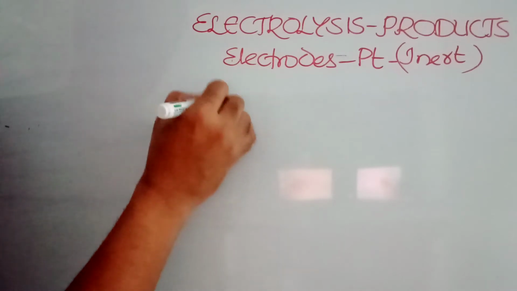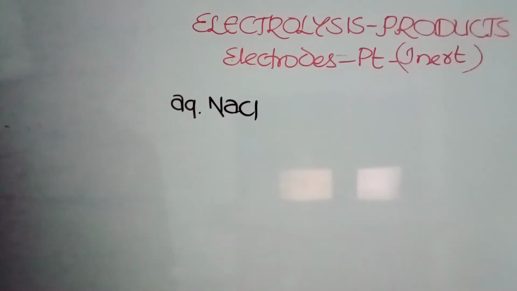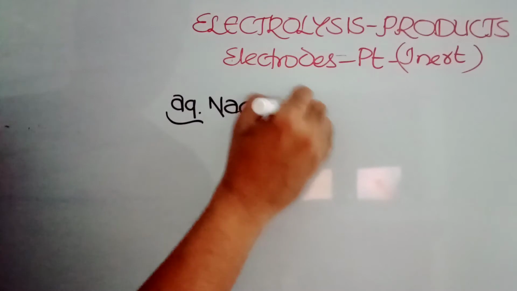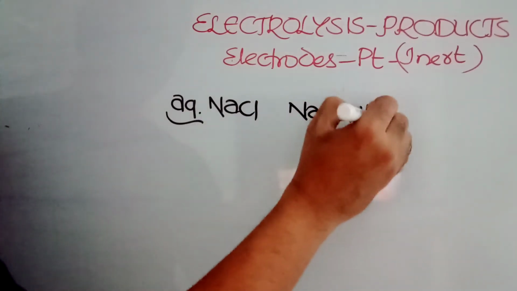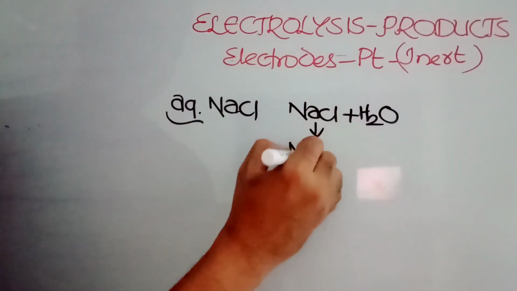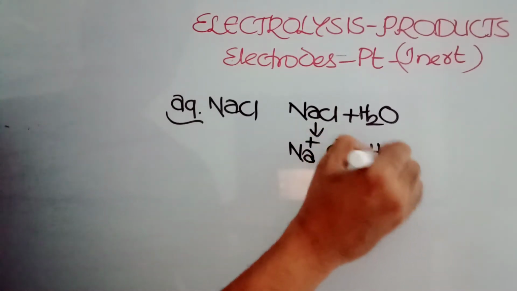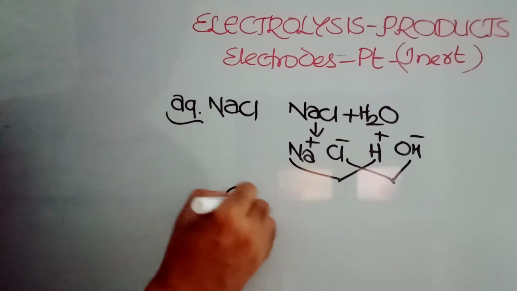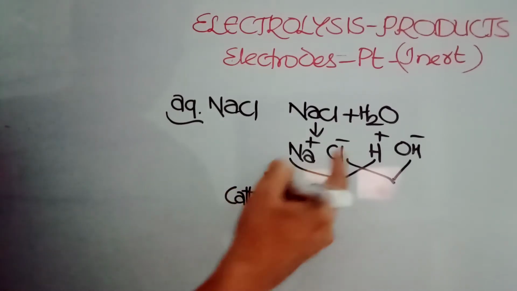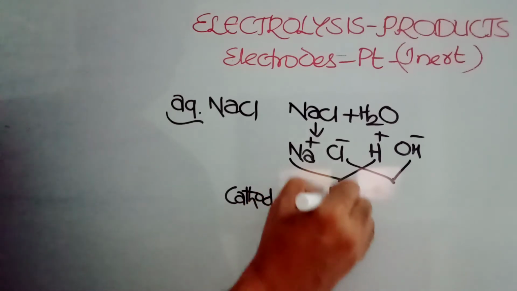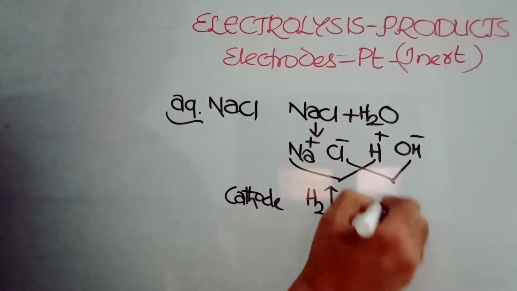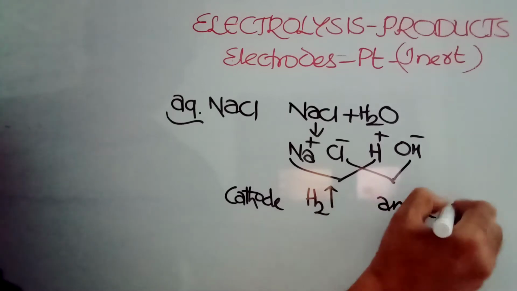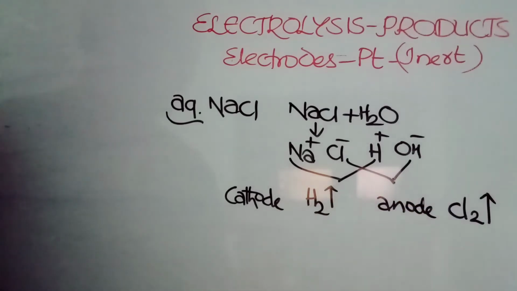Aqueous NaCl, if you take, when it is aqueous, that means there is NaCl and water, both are there. NaCl will give you Na plus ions and Cl minus ions. Water will give you H plus and OH minus ions. Now there will be a competition between the cations as well as anions. When you are taking aqueous NaCl at cathode, H plus ions will be moving and they will be released in the form of H2. At anode, Cl minus ions are discharged in the form of Cl2 gas.